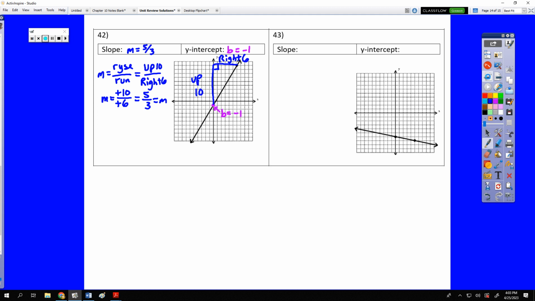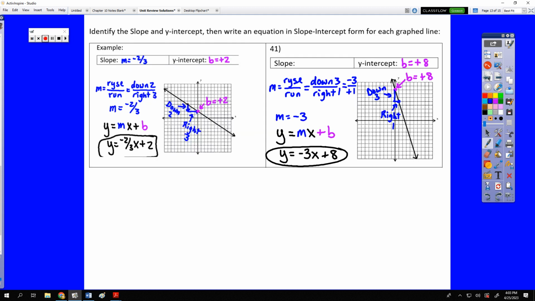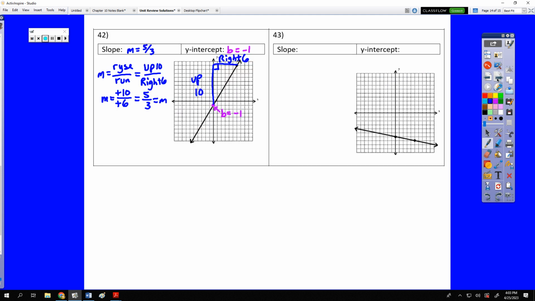And now that I think about it, I don't think I actually wrote that in the box on the last problem. I did not. Okay, so fix that. All right, so our equation is the actual answer here. y equals mx plus b. We're going to plug that 5/3 in for m, and negative 1 in for b, which gives us the equation y equals 5/3 times x minus 1. On to the next example.